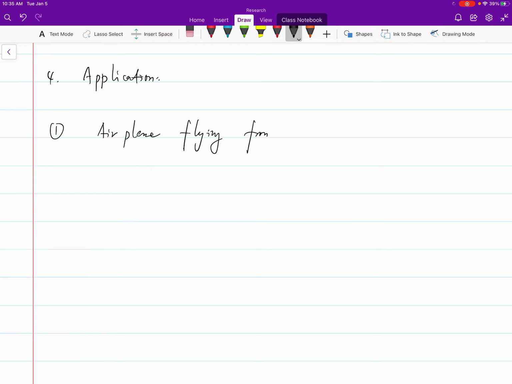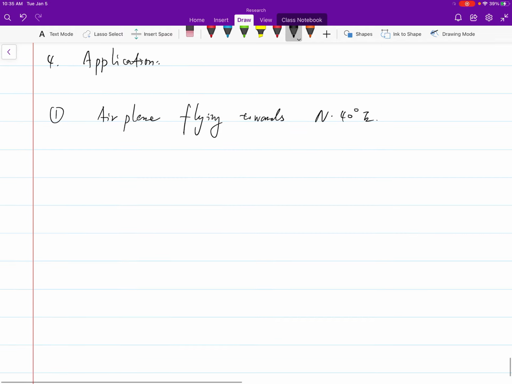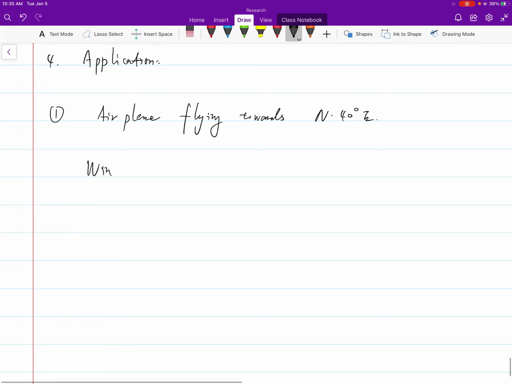flying towards... Okay, the pilot was aiming towards north 40 east. Meanwhile, there is a wind. There was a strong wind at 20 miles per hour, like we said. Okay. Meanwhile, there is a wind blowing northwest.